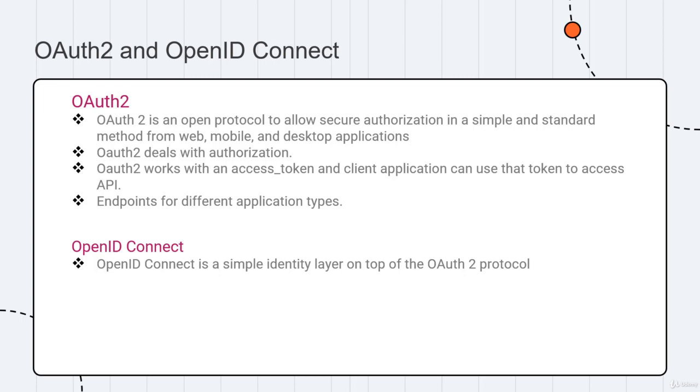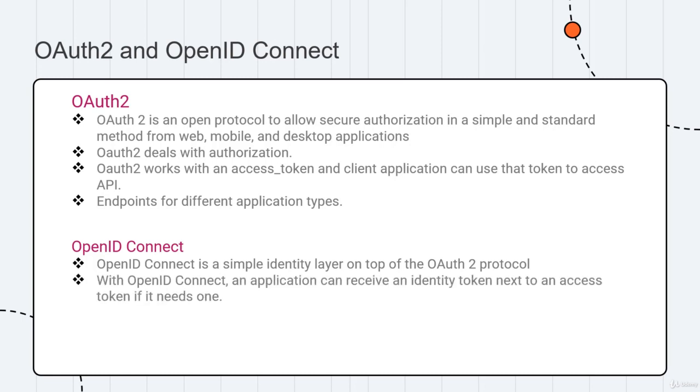It basically extends OAuth2. With OpenID Connect, an application can receive an identity token next to an access token if it needs one. This identity token can then be used to sign in to an application, while that same application uses the access token to access an API. So basically with OpenID Connect, we get both authentication and authorization.